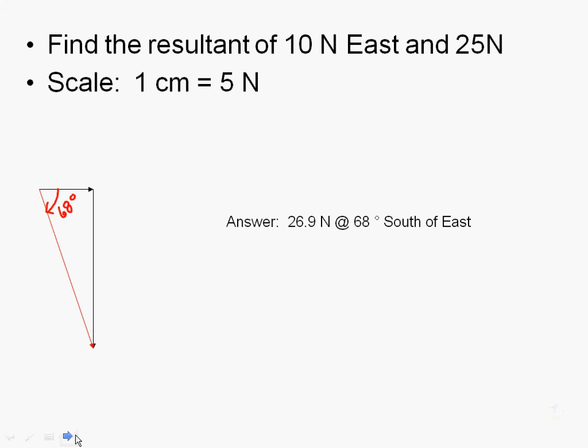So even though we can do it algebraically, I'm teaching you how to do it graphically because the angles won't always make a right triangle. And it's just one of those skills you should have.